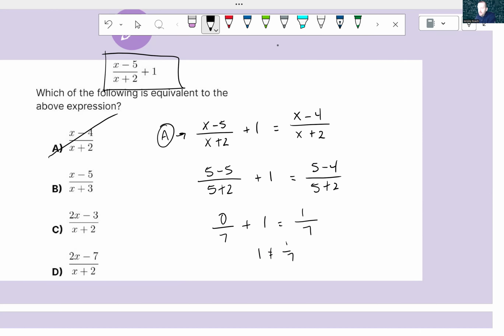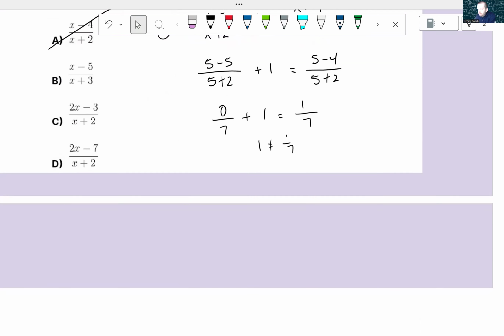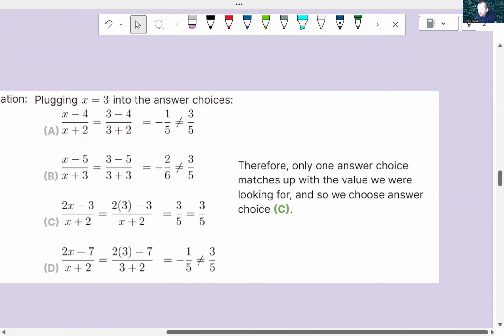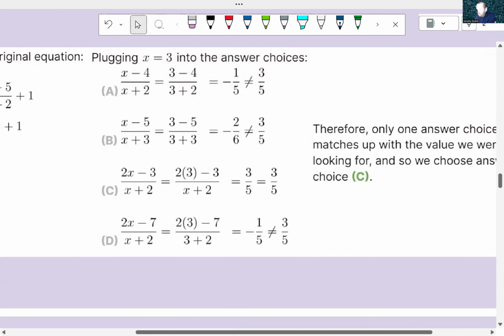And we would repeat this pattern for the next 3 of these. If we go back to the examples here, how they did it, they plugged in 3, and it looks like that worked for answer choice C.